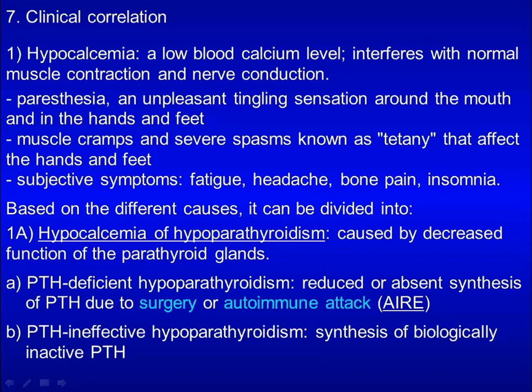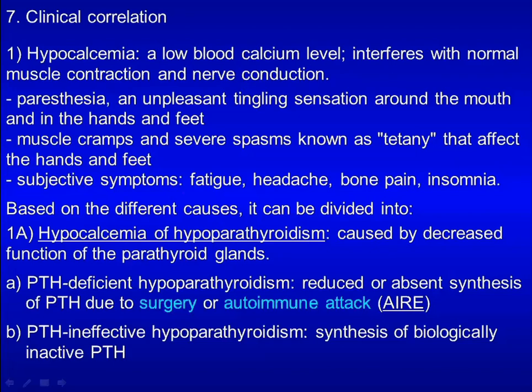Here is a clinical correlation. Hypocalcemia is a condition with a low blood calcium level. This condition interferes with normal muscle contraction and nerve conduction. Symptoms include paresthesia, muscle cramps, and severe spasms, along with subjective symptoms. Based on the different causes, it can be divided into 3 categories.